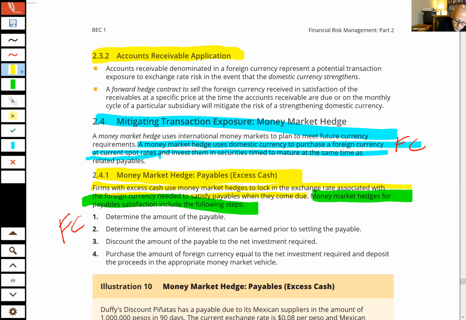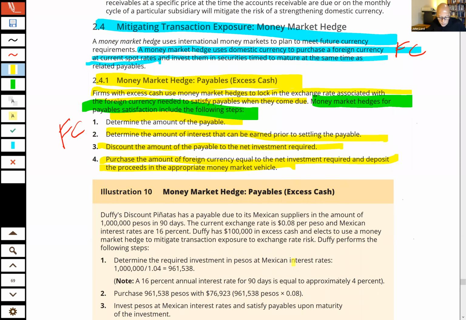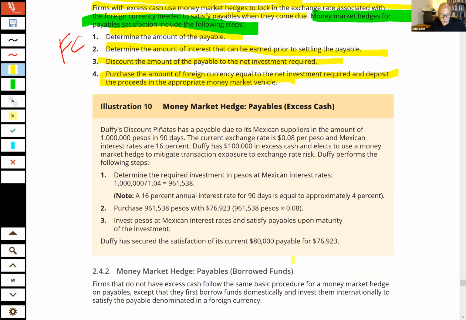So what are you going to do? You will determine the amount of the payable, determine the amount of interest that can be earned to settle the payable, discount the amount of the payable to the net investment required, and purchase the amount of foreign currency needed, deposit it, and earn the interest. You have the money available to settle that at the time that it comes due. So let's just look at that. You're going to see actually that the money market hedge examples, to me, are a little bit funner than the other examples we had, because they actually use some numbers.